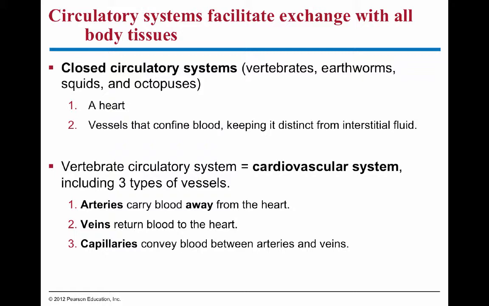They're separate. Vertebrate circulatory systems are called cardiovascular systems, and they have three types of blood vessels. Arteries carry the blood away from the heart. Veins carry blood back to the heart. And between those two, there are very small blood vessels called capillaries, which is where the exchange happens between arteries and veins. So this is in between the two.